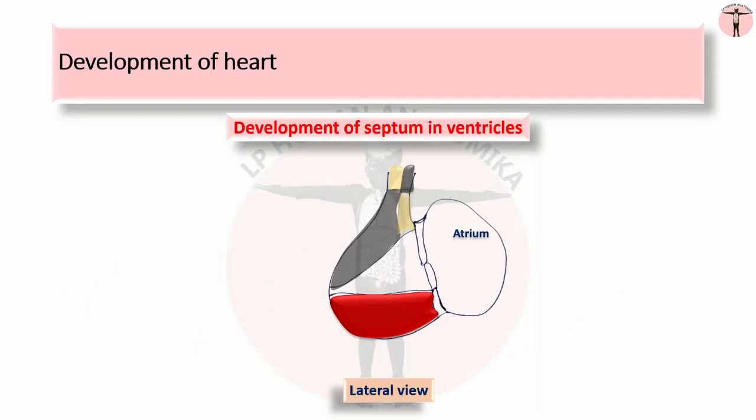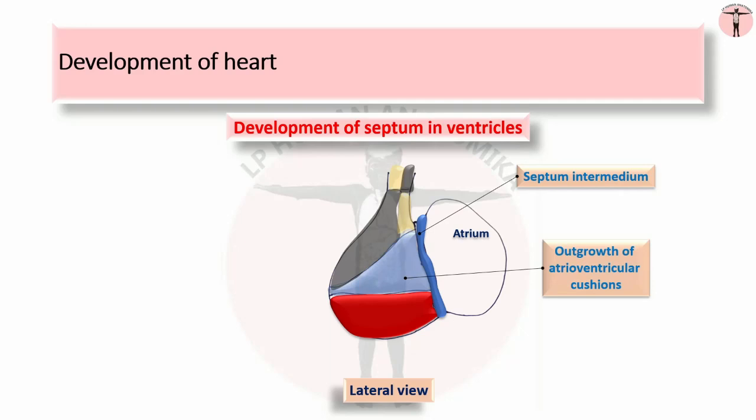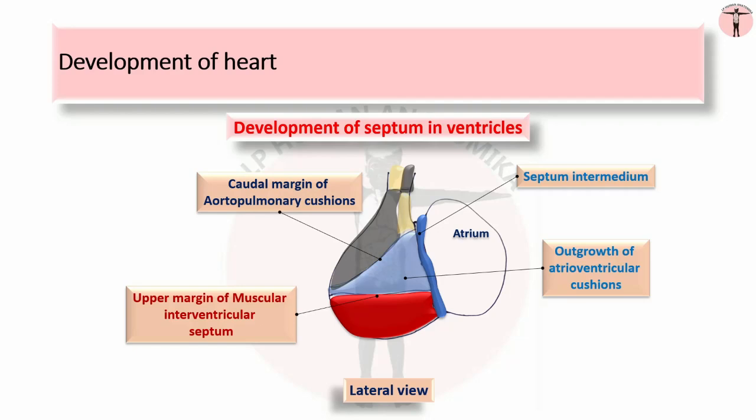During further development, the septum intermedium formed by the fusion of the endocardial cushions proliferates along the upper margin of the muscular interventricular septum, and this closes the interventricular foramen. This proliferating septum intermedium also fuses with the abutting parts of the aortopulmonary septum. Complete closure of the interventricular foramen forms the membranous part of the interventricular septum. So, the membranous part of the interventricular septum is formed by the proliferation of the endocardial cushion along with the caudal part of the spiral or conotruncal or aortopulmonary septum.